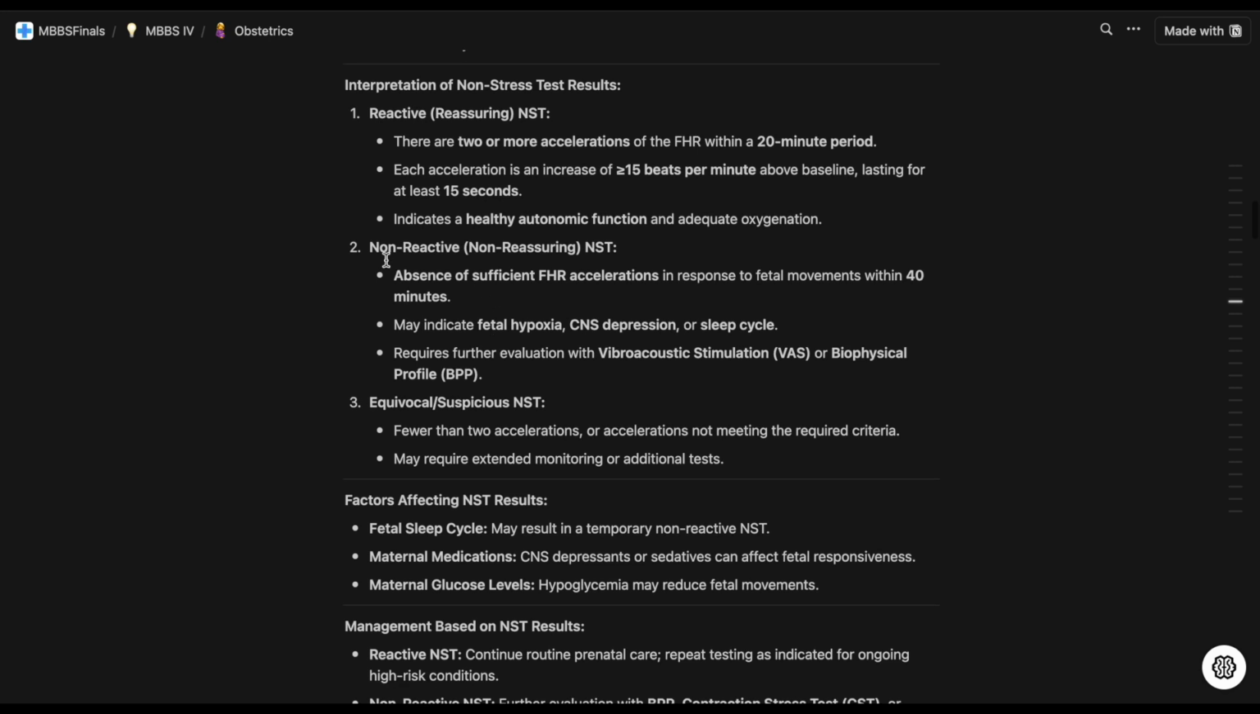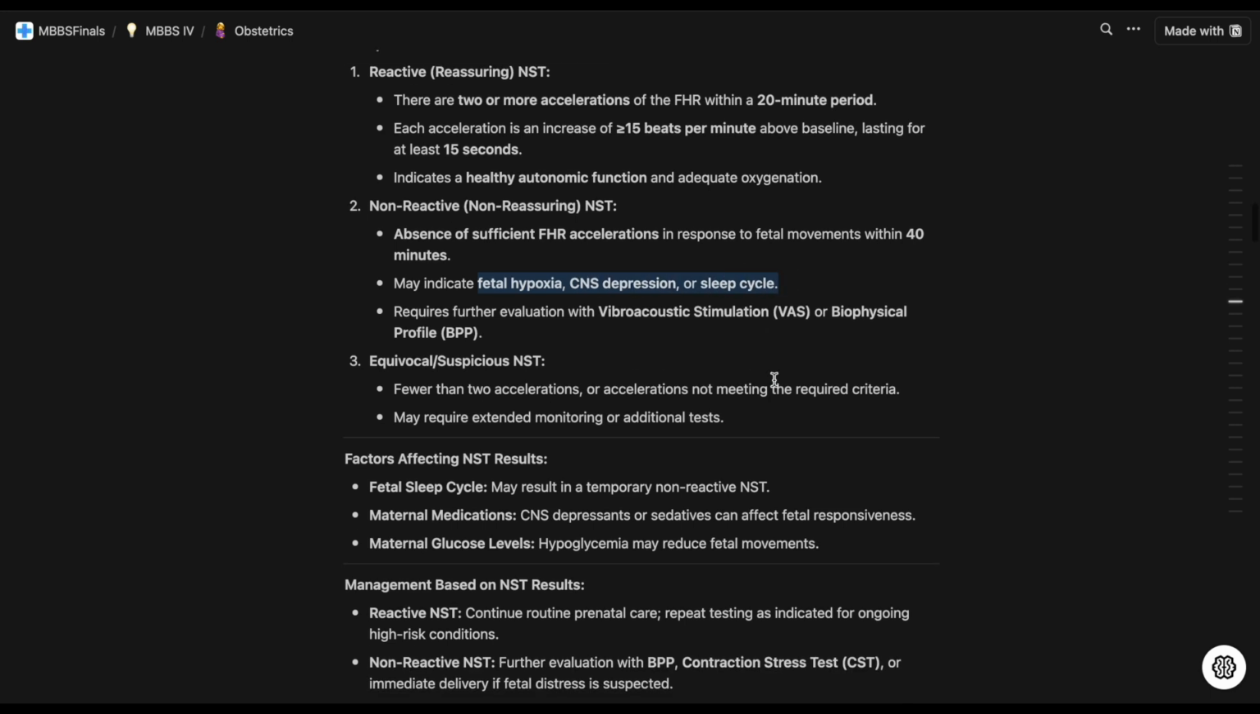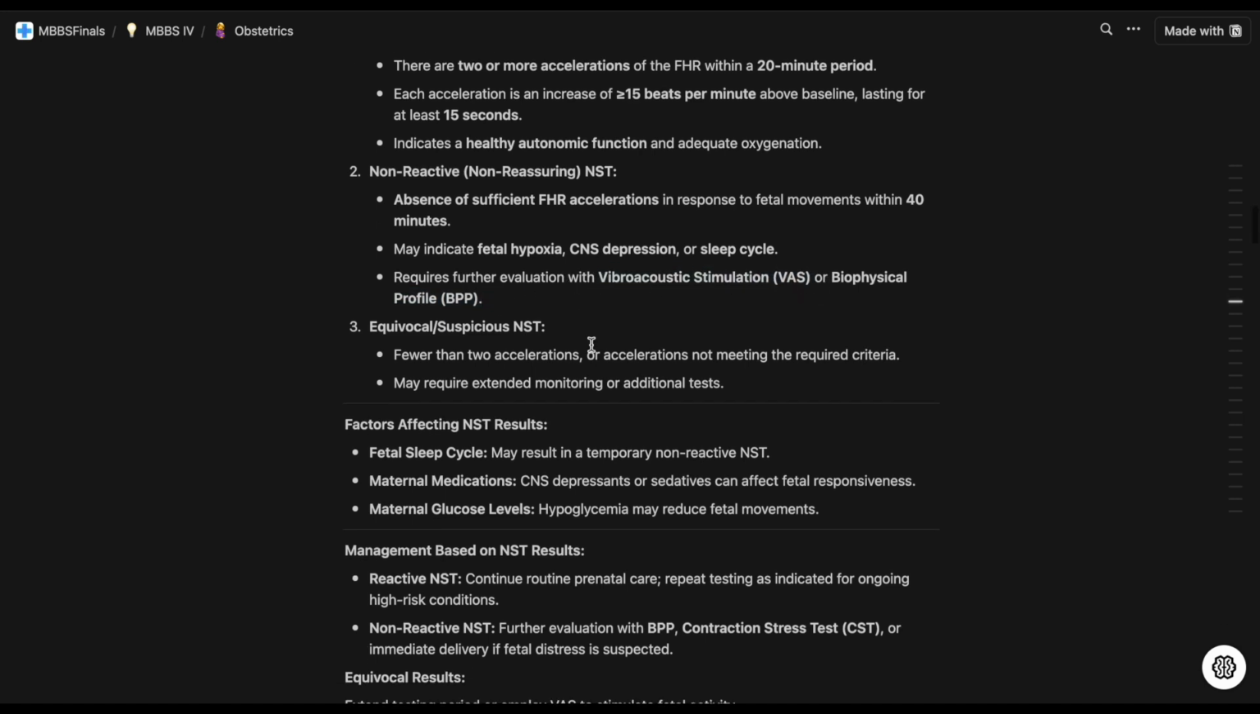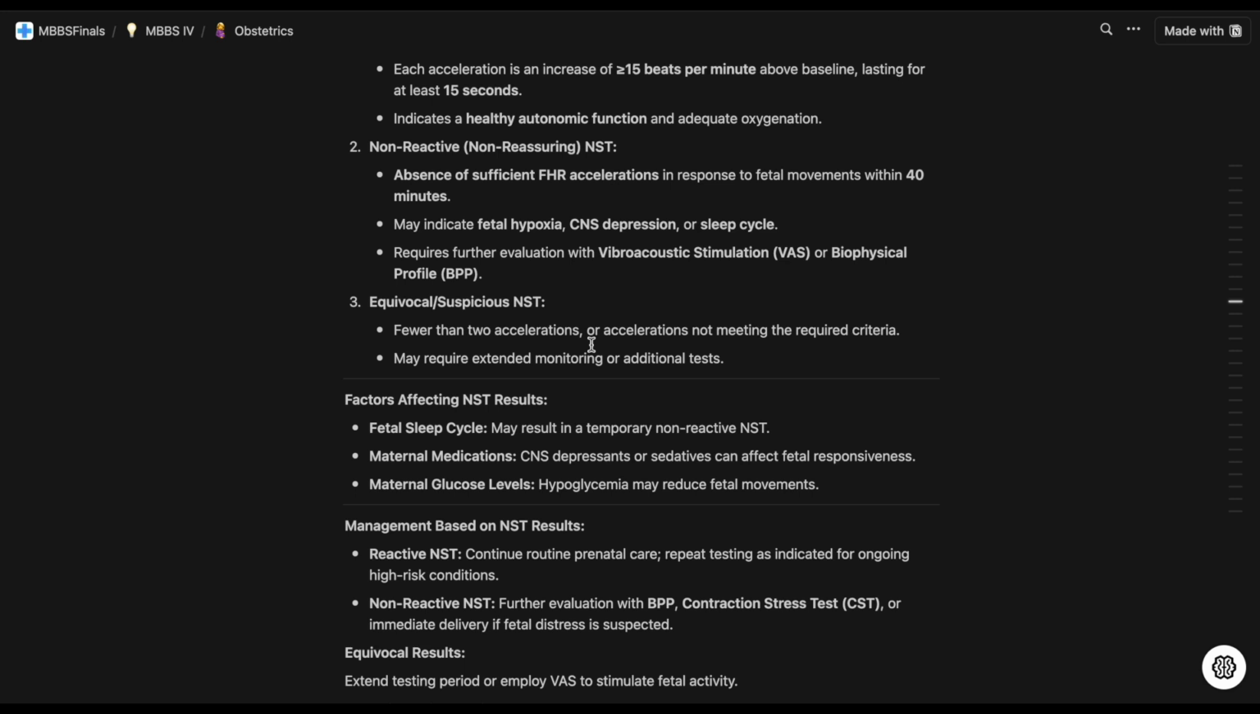2. Non-reactive, non-reassuring, NST. This means there aren't enough accelerations in 40 minutes. It could be due to fetal hypoxia, central nervous system depression, or even just a sleep cycle. In these cases, we may need to do additional tests like a biophysical profile, BPP, or vibroacoustic stimulation, VAS, to wake the baby up and get a better reading.